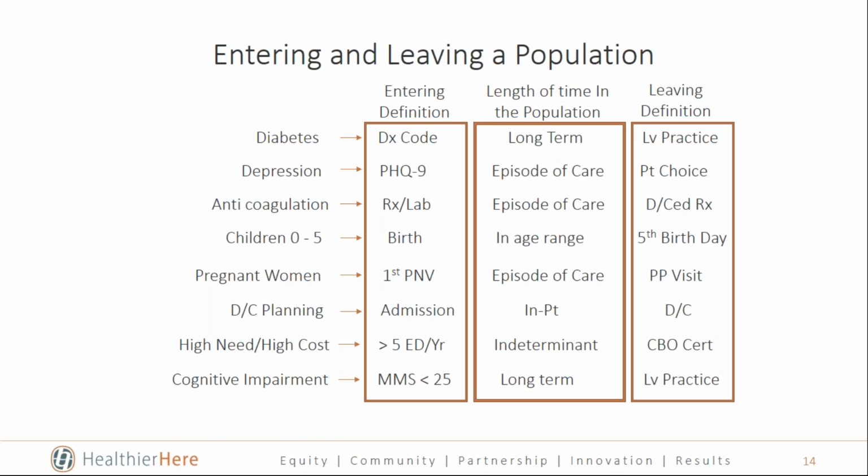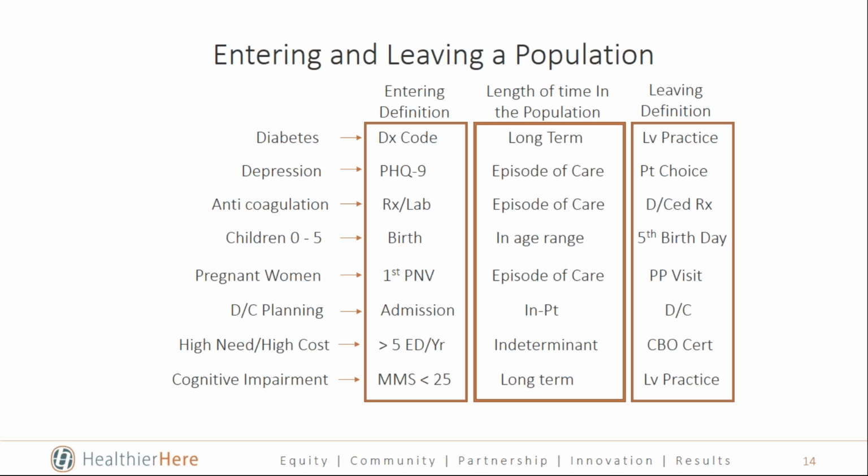In the case of depression, it might be people with a PHQ-9 greater than or equal to 10. For pregnant women, suppose you're doing oral health, you want to make sure that everybody gets their periodontal tissue examined. It might be the first prenatal visit that gets them in. We've already talked about discharge planning. If you're looking for a high need, high cost population, you might start with people who've had a certain number of ED visits within the year.